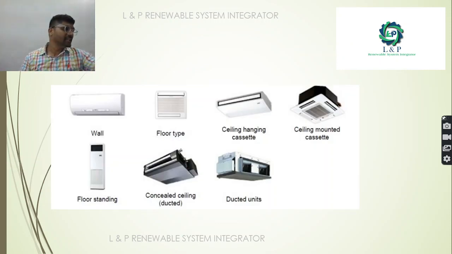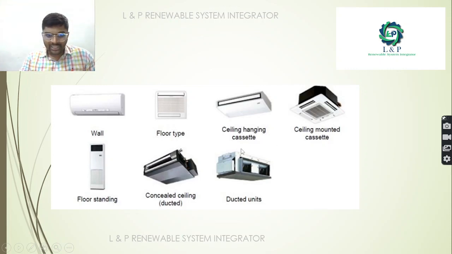As you can see here, we have wall mount type, floor type, ceiling hanging cassettes, ceiling mounted cassettes, floor standing, concealed ceiling and ducted units. This is how the units normally look.